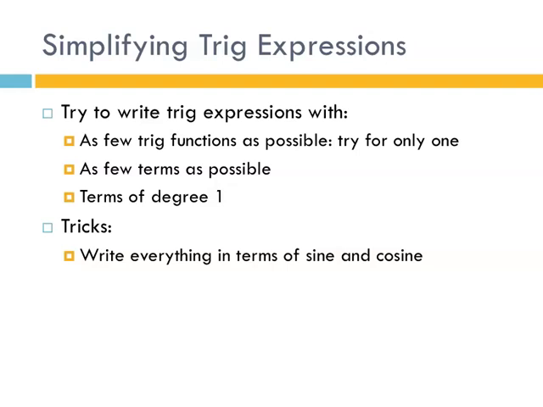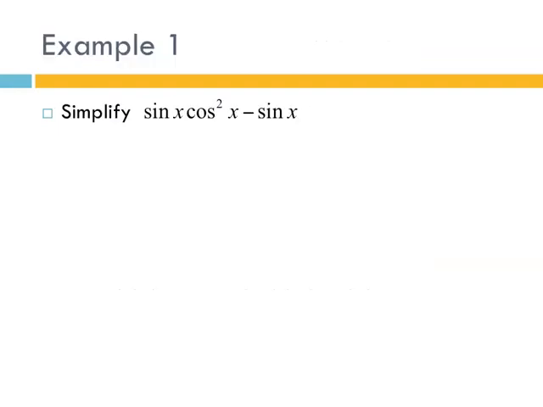If you can get it down to just sine and cosine, you can see if there are things that will cancel each other out. Another trick is that maybe sine and cosine aren't necessarily going to be the easiest to help you simplify something down, but you might be able to write everything in terms of just one function. So let's take a look at example 1.